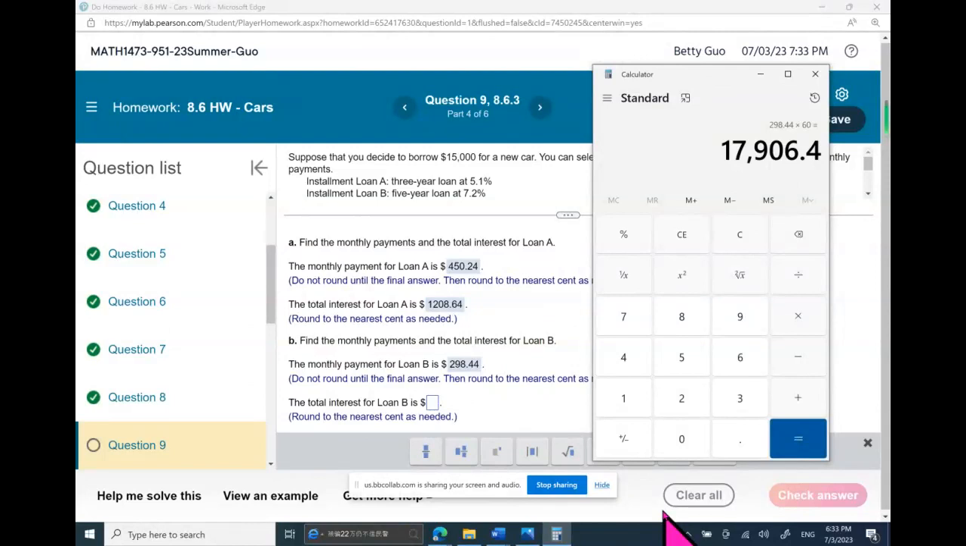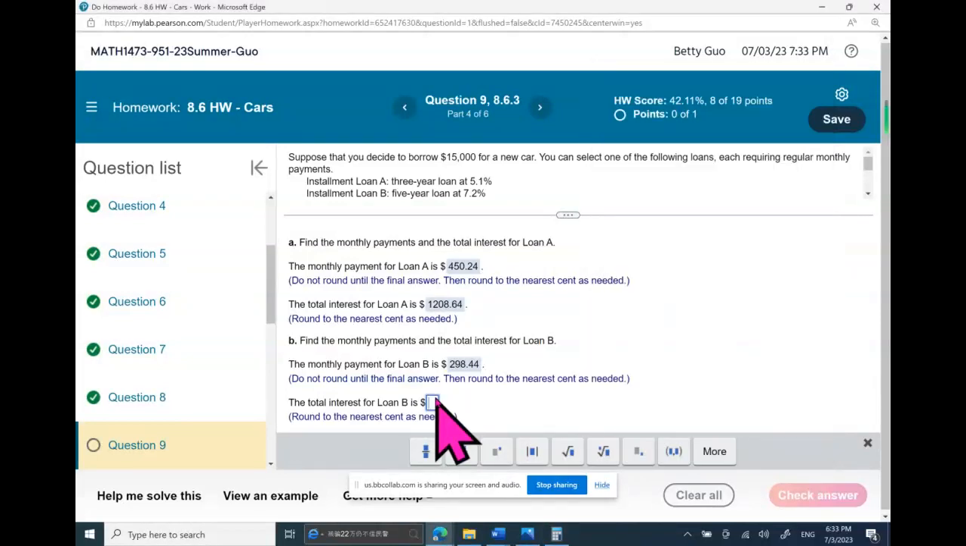And then subtract the loan amount, 15 grand, from the total money you pay. The difference is the interest. Almost $3,000, right? 2906.4.